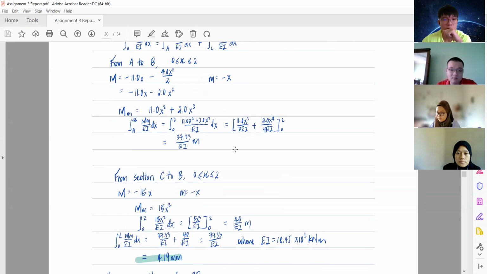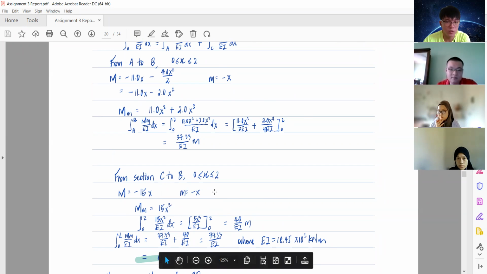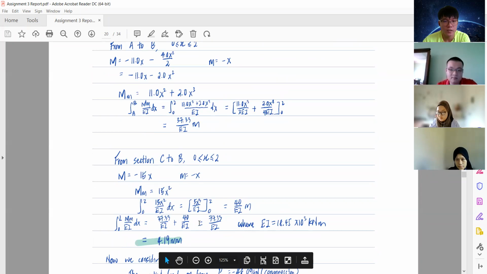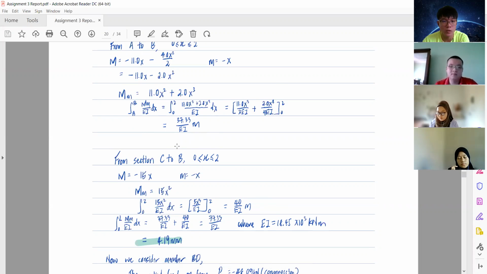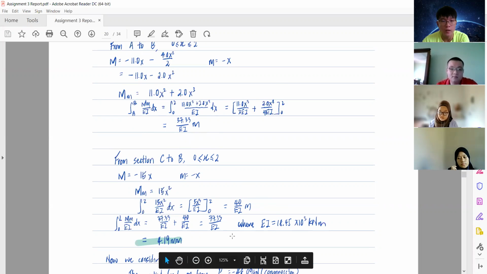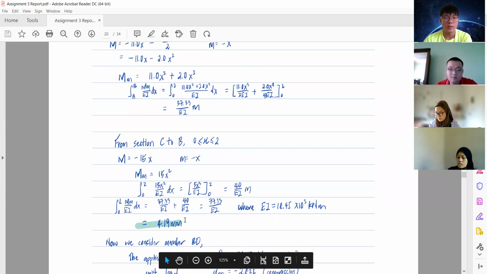Secondly, we proceed to section C to B. The distance is also 0 to 2. We get the real moment and the virtual moment, multiply them together, and substitute into the equation again. We will get 40 over EI. Then we add both of these, 40 over EI added with 37.33, and we get 77.33 over EI. And then we substitute the EI value, which is 18.45, and we will get the deflection is actually 4.19 mm.